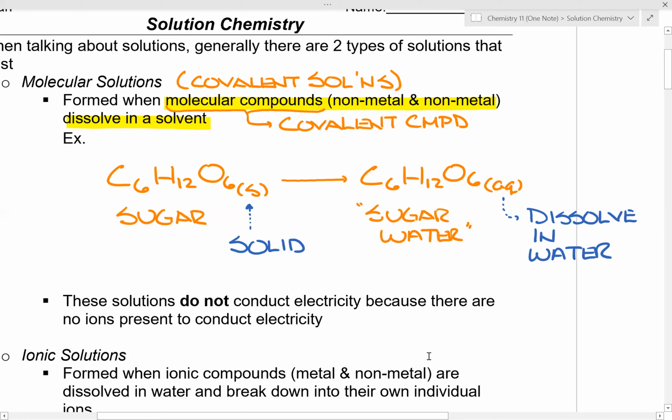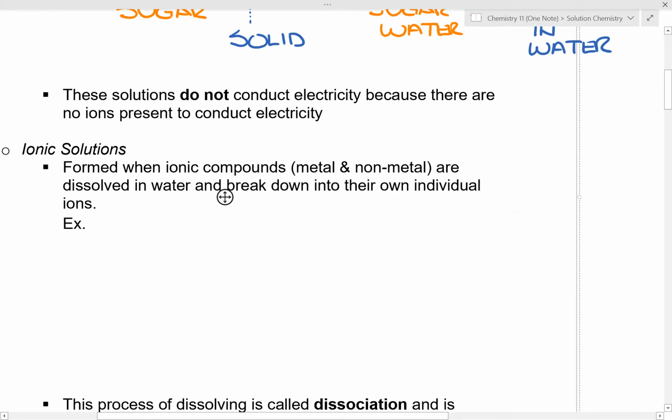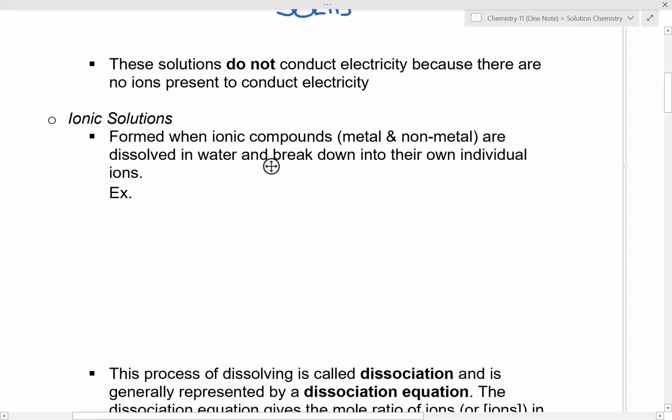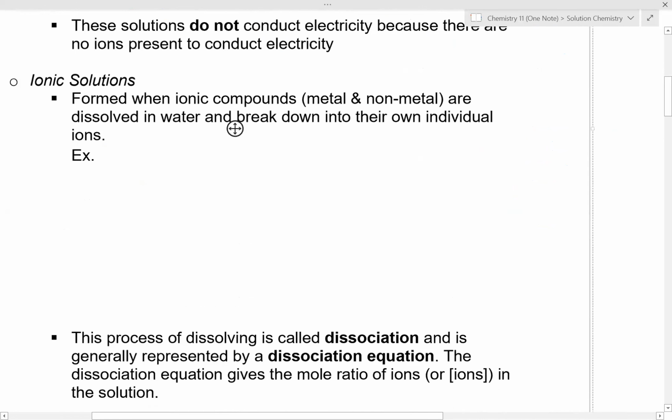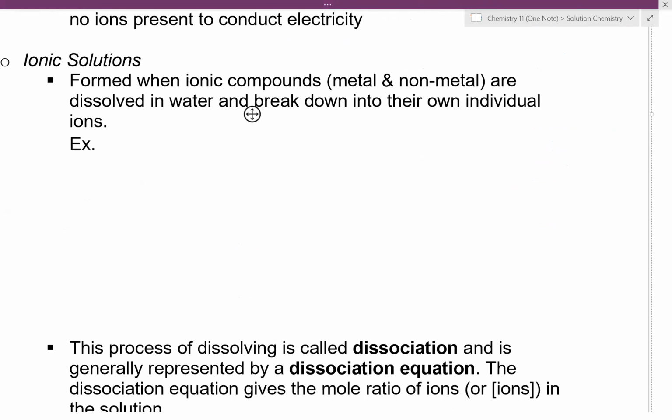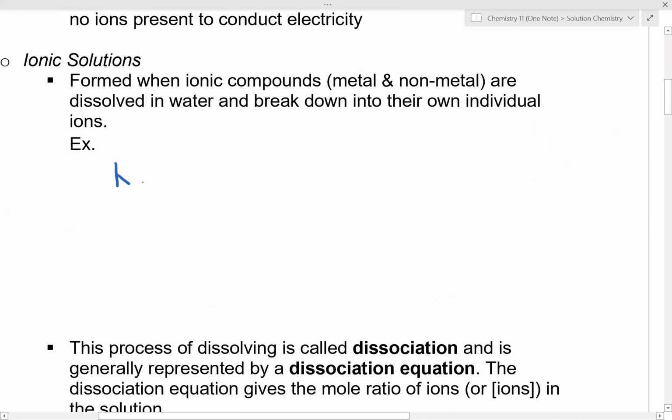These solutions do not conduct electricity because there are no ions present to conduct electricity. Now, ionic solutions are formed when ionic compounds, a metal and non-metal, are dissolved in water and break down into their individual ions. Now, for this, let's say we have table salt. So we have NaCl solid. This would be like your table salt.